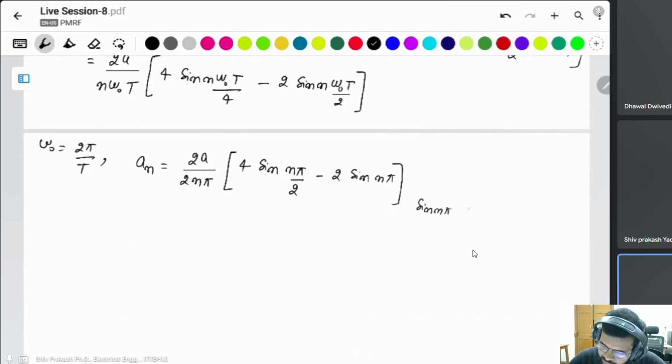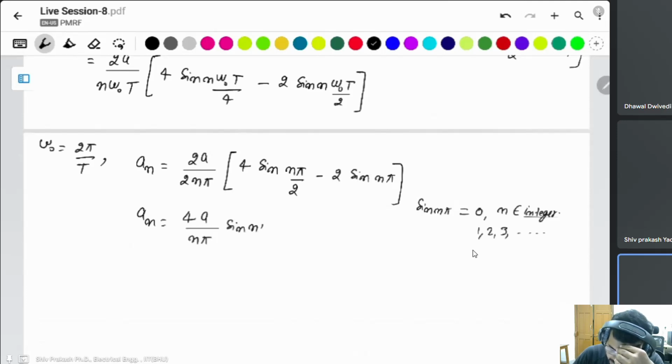Sine n pi will be 0 for n an integer value like 1, 2, 3, and so on. Sine pi, sine 2 pi, sine 3 pi, sine 4 pi, 5 pi, 6 pi, 7 pi, all of these sinusoidal values will be 0. That's why a_n will be 4A by n pi, times sine of n pi by 2.